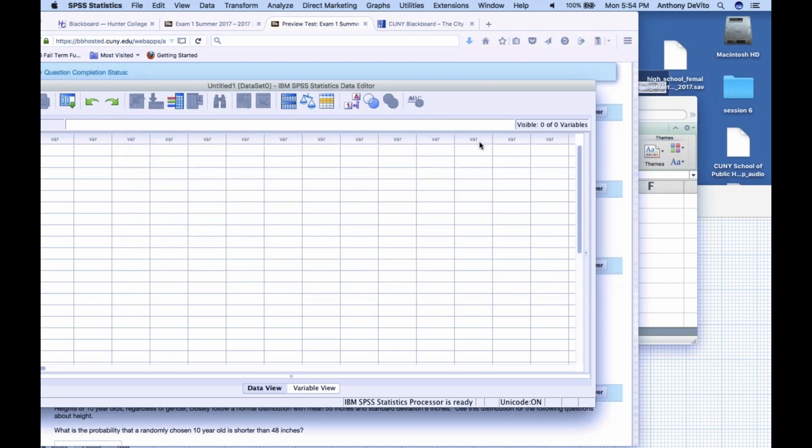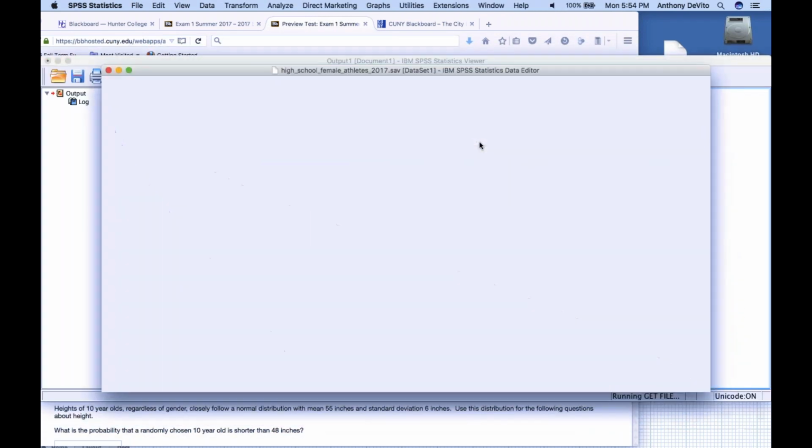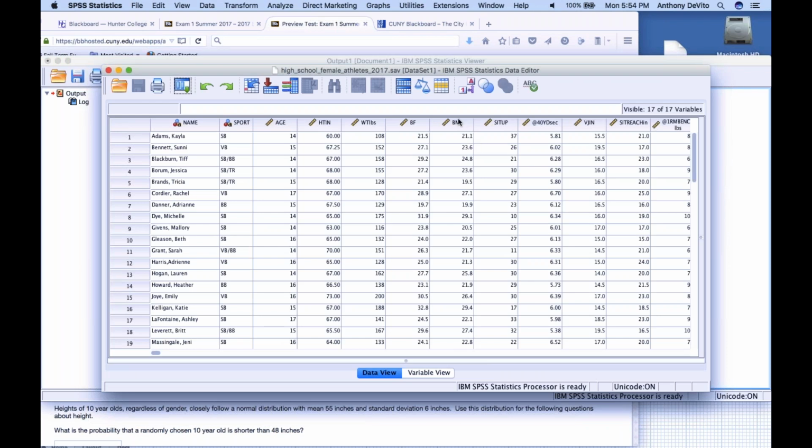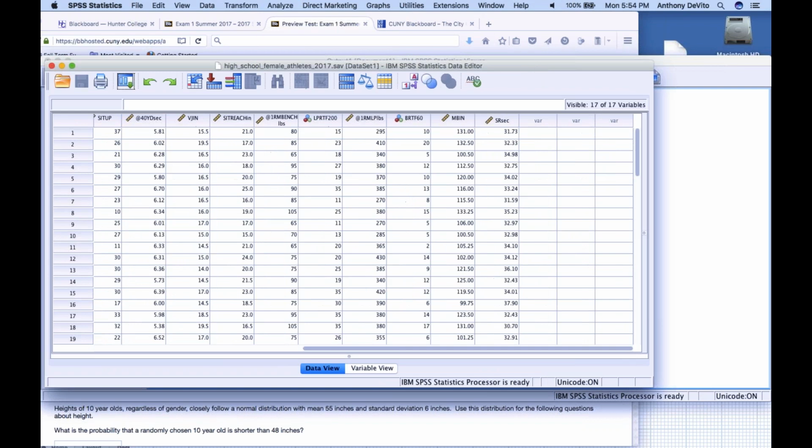There it is now. Okay, let's open this up. And if I want the basic descriptive statistics for the BMIs of all these student athletes, I would go in here to Analyze, Descriptive Statistics. If I wanted to know if there is a categorical variable here, I don't see one right off the bat.